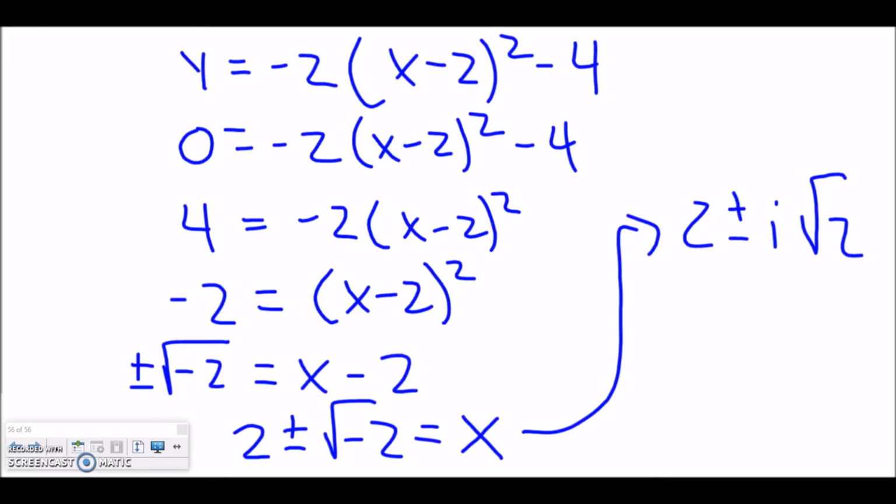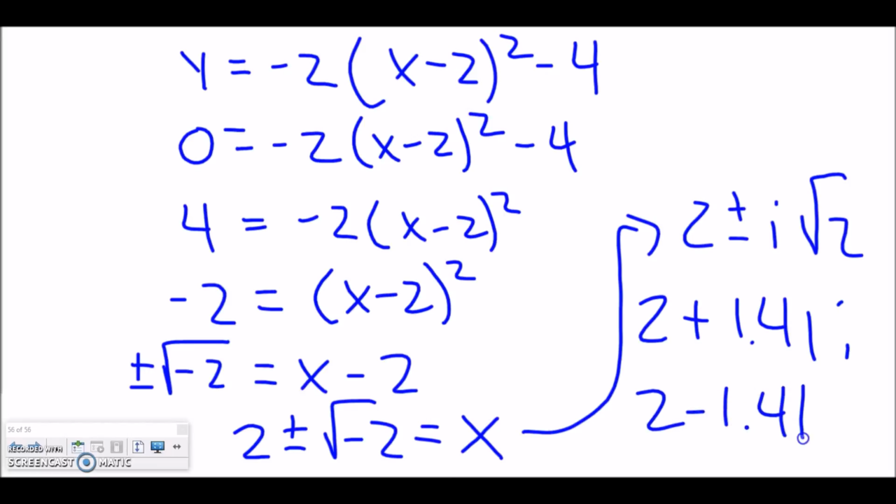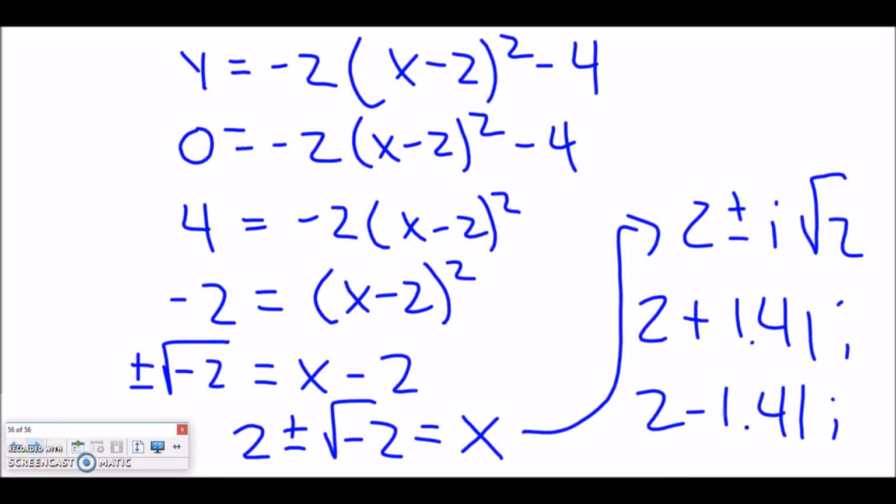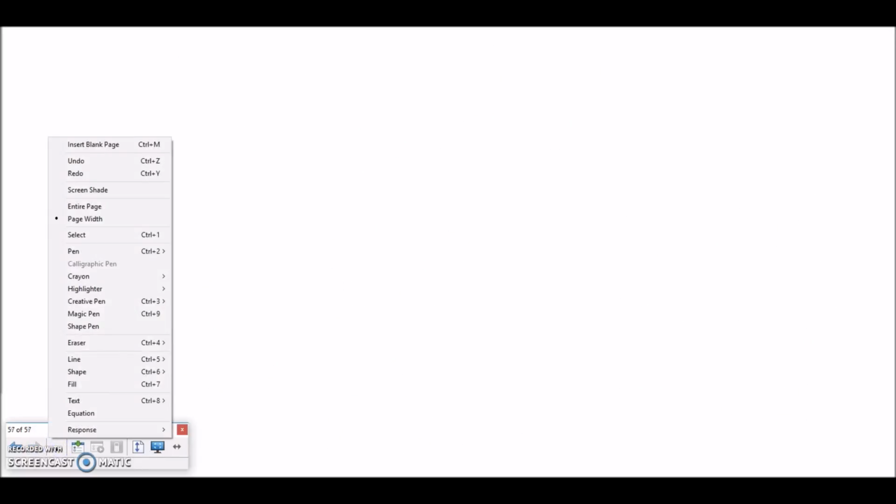And again, how are we going to write that in terms of numbers? 2 plus 1.41i, 2 minus 1.41i. And those would be our x-intercepts. These aren't too hard, hopefully you're seeing that. And we will do one more just to make sure.